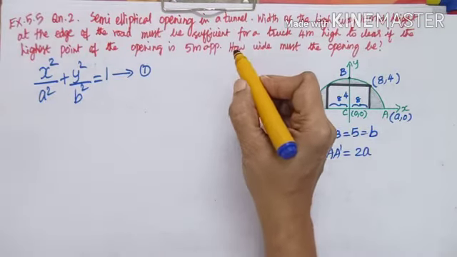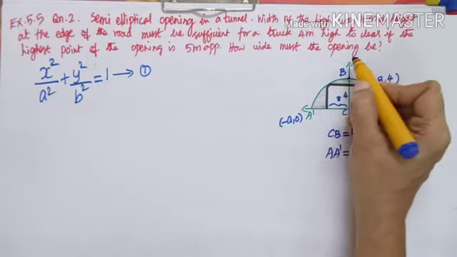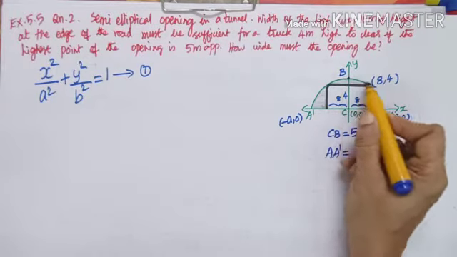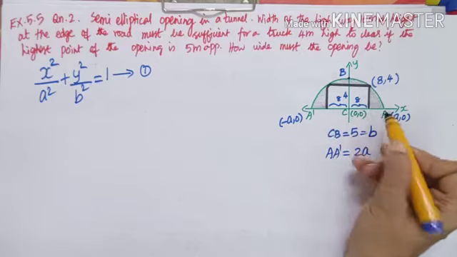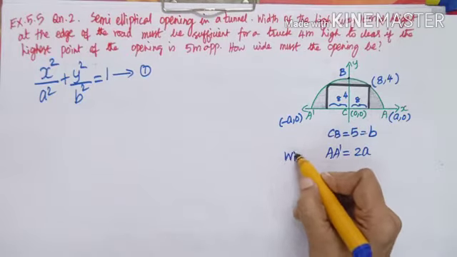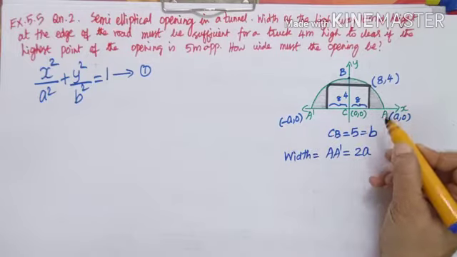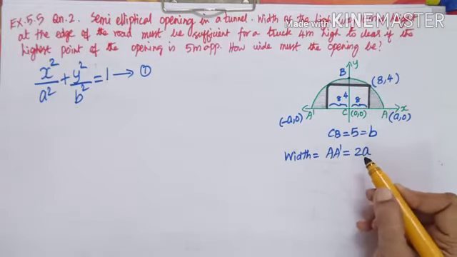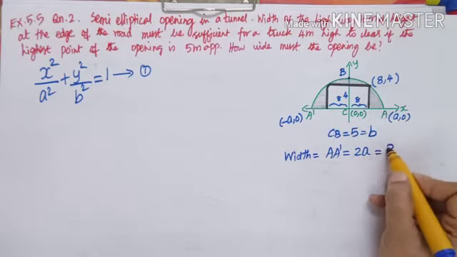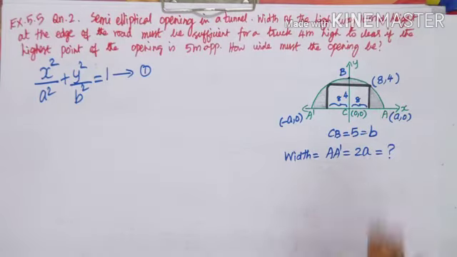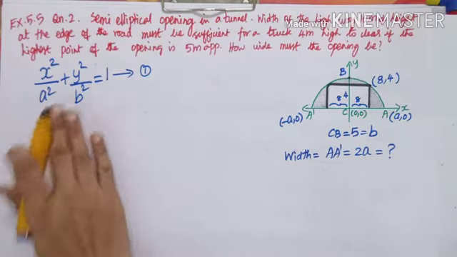What is the question? How wide must the opening be? So the opening's width only is asked. The width is nothing but AA dash, and AA dash is nothing but 2a. So we have to find out what is 2a. This is the question. Now coming back here.